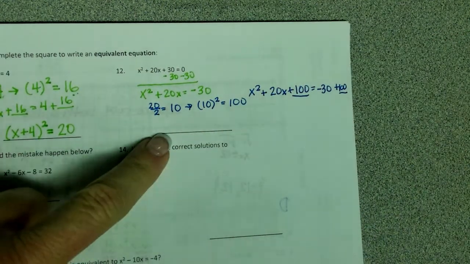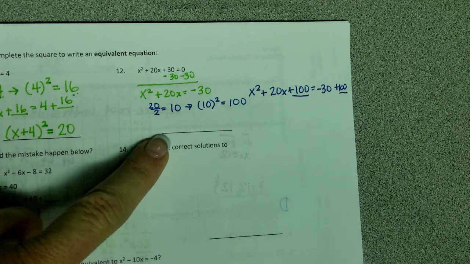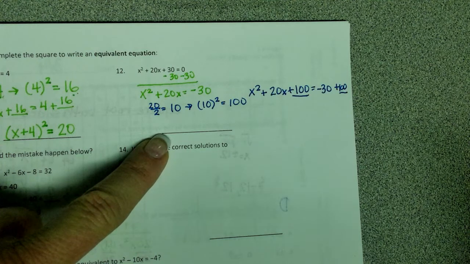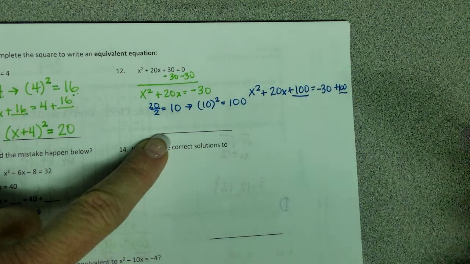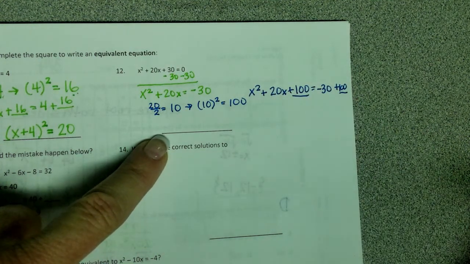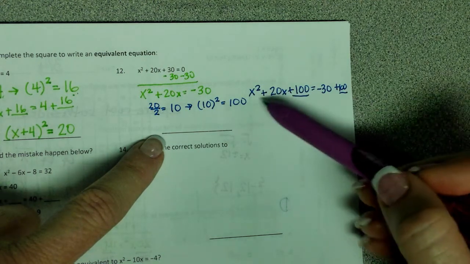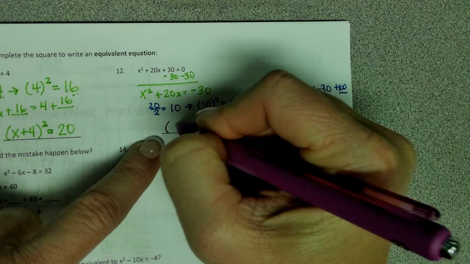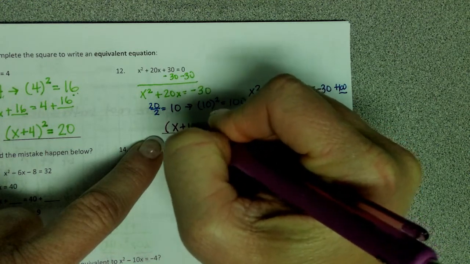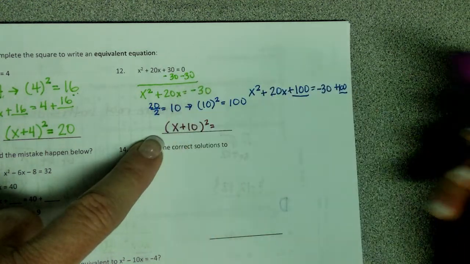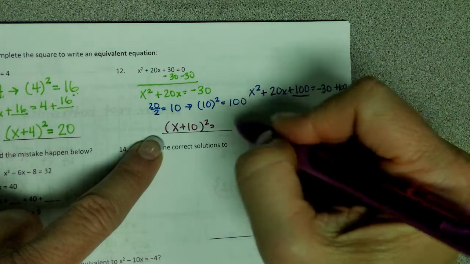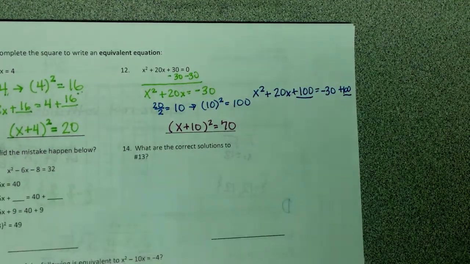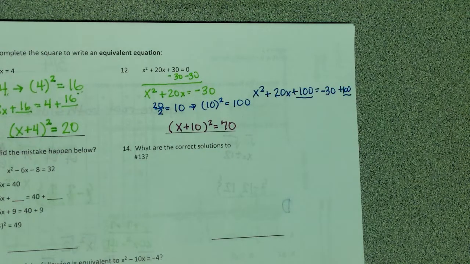So now we're going to write our factors. What are our factors for x squared plus 20x plus 100? Very good. x plus 10 squared, and that equals, what's negative 30 plus 100? 70. And that would be our equivalent equation.